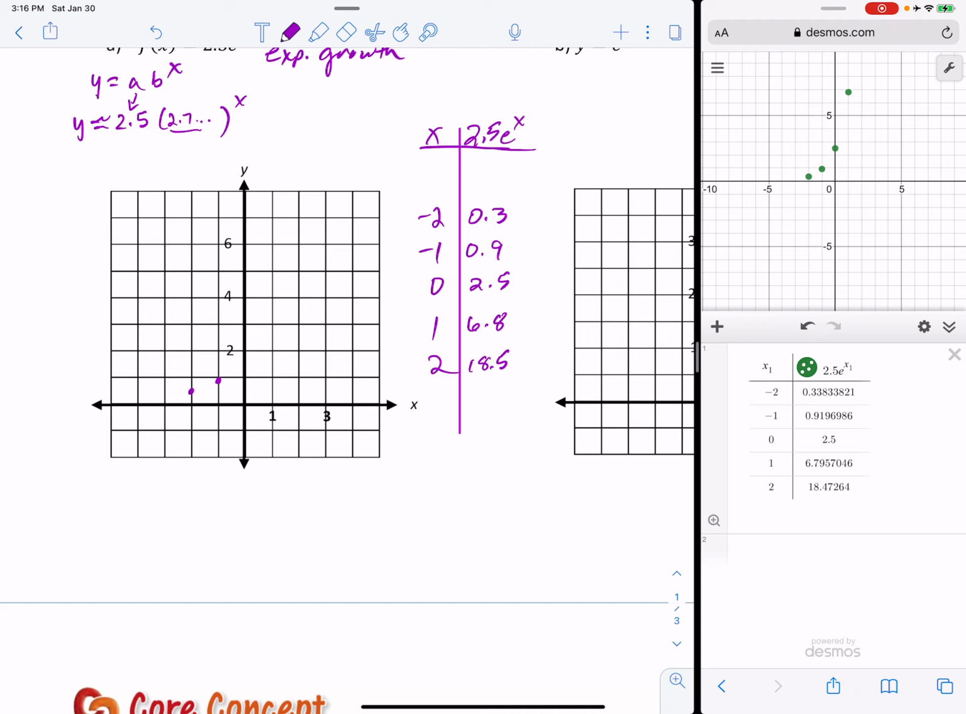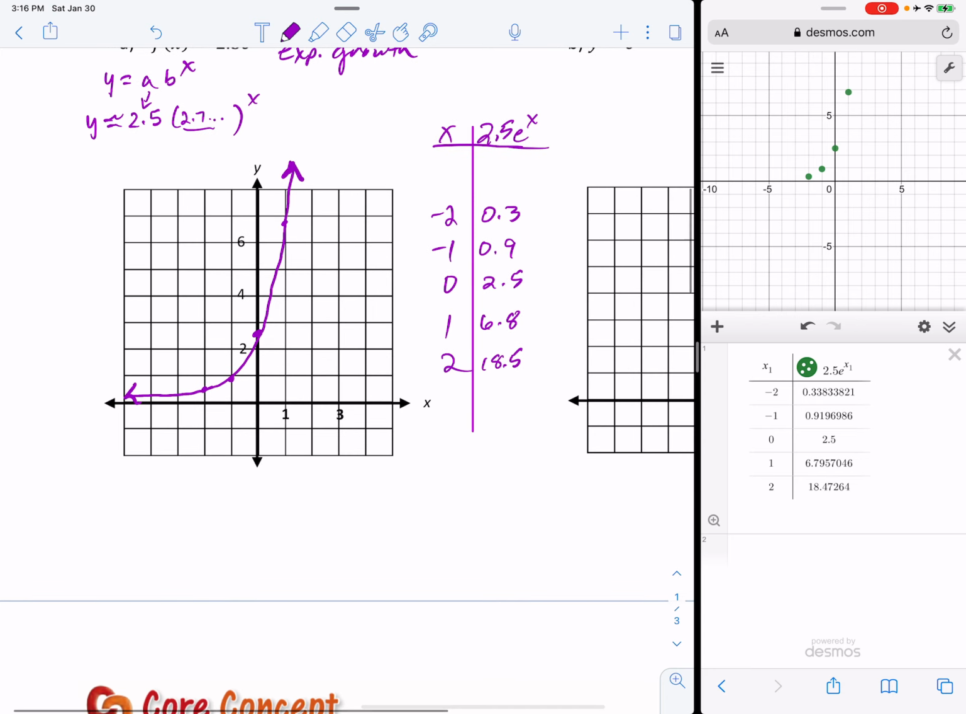Now, the y-intercept in this case is not 1 because the a value was 2.5. The value of a is going to be your y-intercept. And then at 1, we are at 6.8. And that looks good to me. I know it's just going to continue to run parallel to the x-axis, so it doesn't look like it's going to cross through. And there we have those plotted.